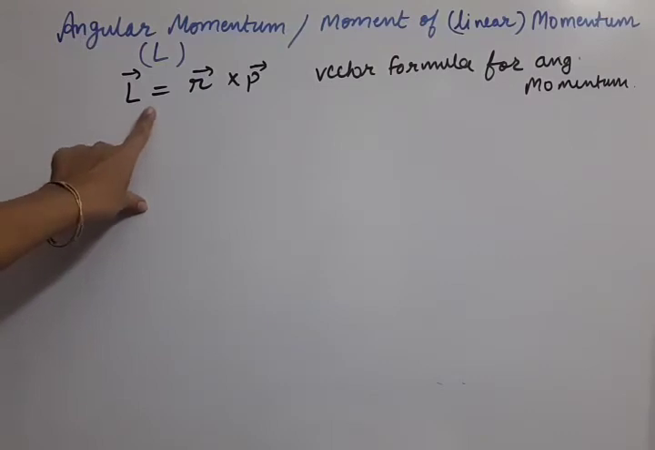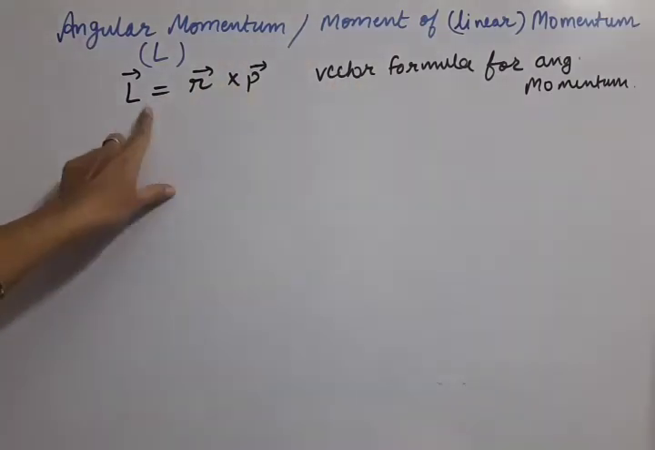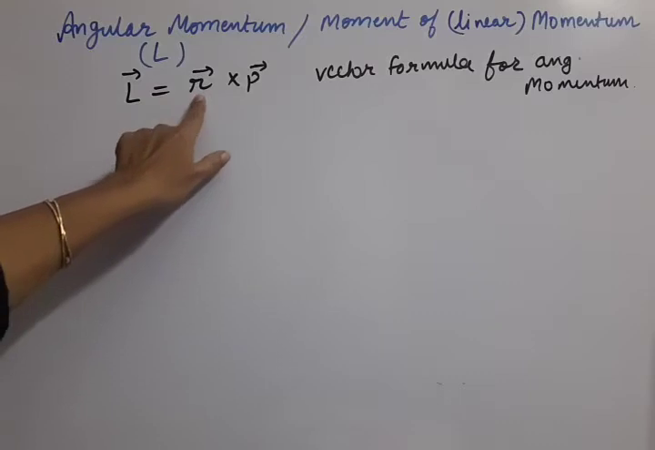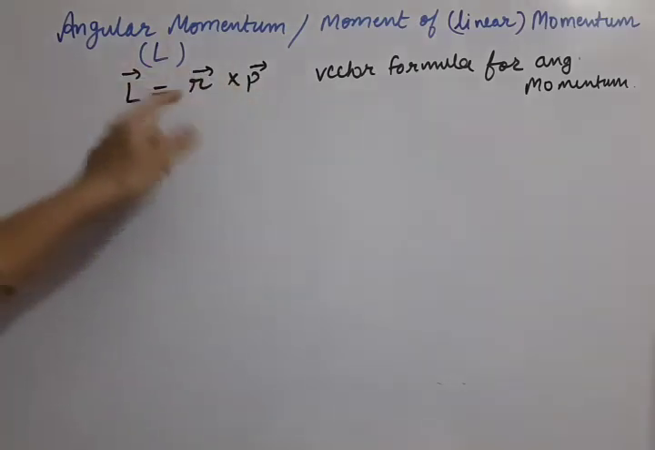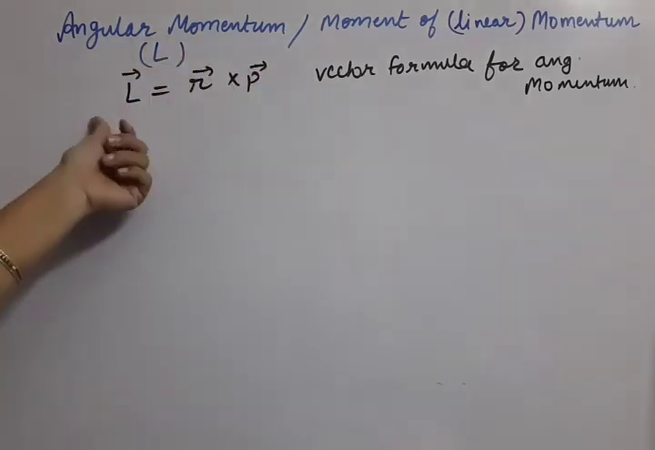So the vector formula for angular momentum, you have to remember it in this format, R cross P. R cross F is torque and R cross P is L.